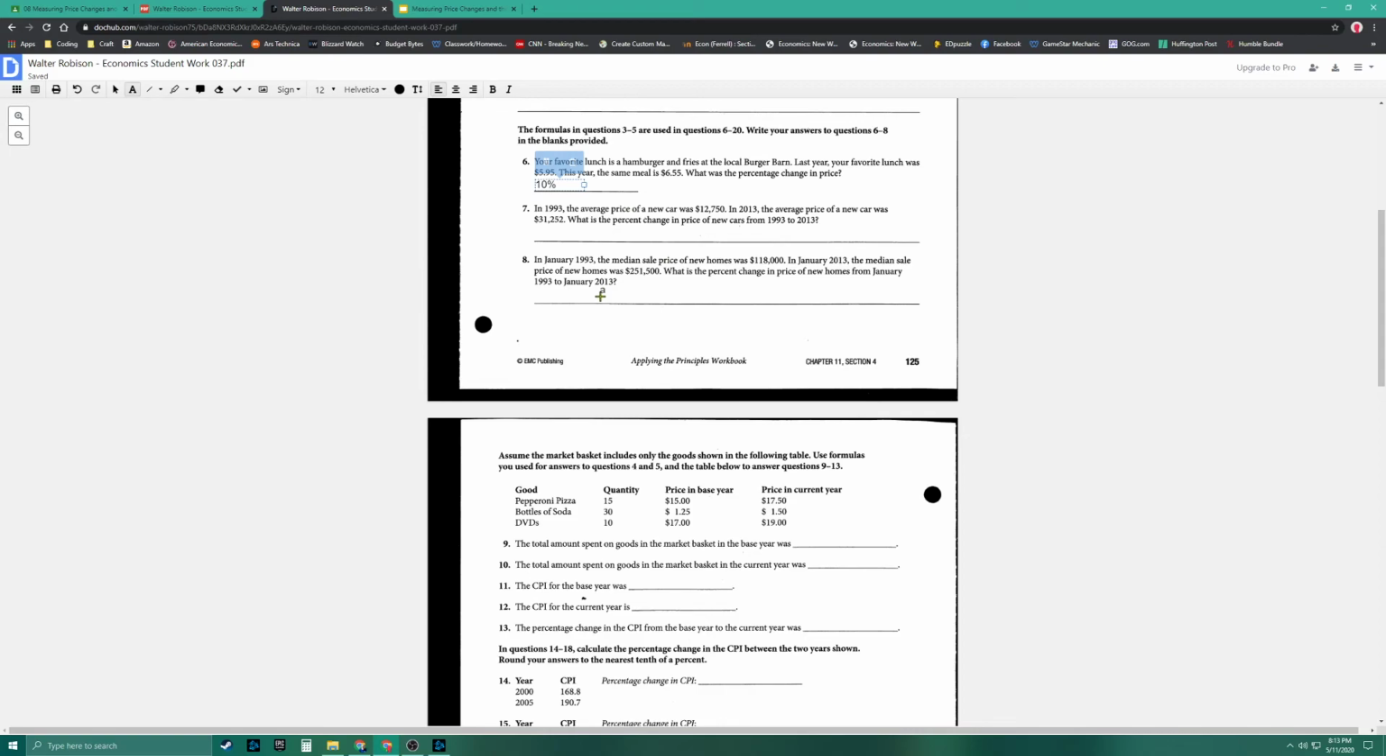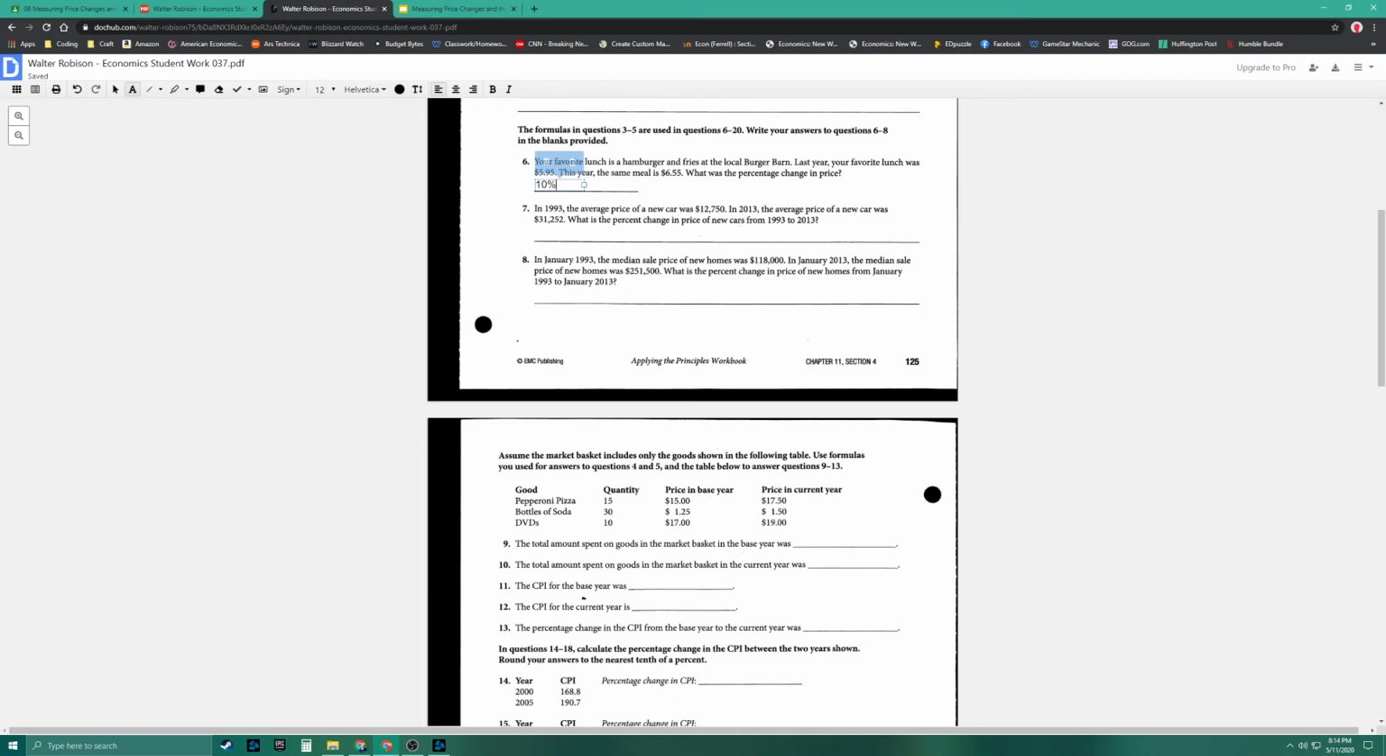All right. Question 7. In 1993, the average price of a new car was $12,750. In 2013, the average price of a new car was $31,252. So what is the percentage change in price of a new car from 1993 to 2013?